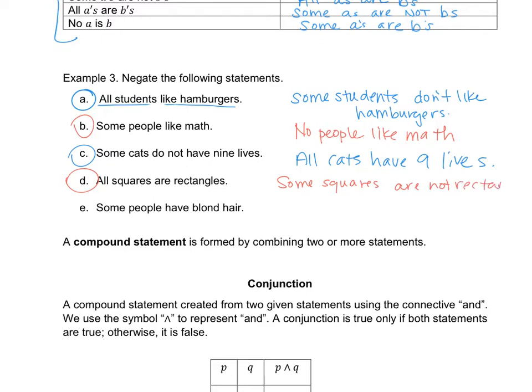For the last one, we have some people have blonde hair. There's a few different ways we could say that. If some people have blonde hair, we could say that no people have blonde hair. Again, you can verify that they'll always have opposite truth values.